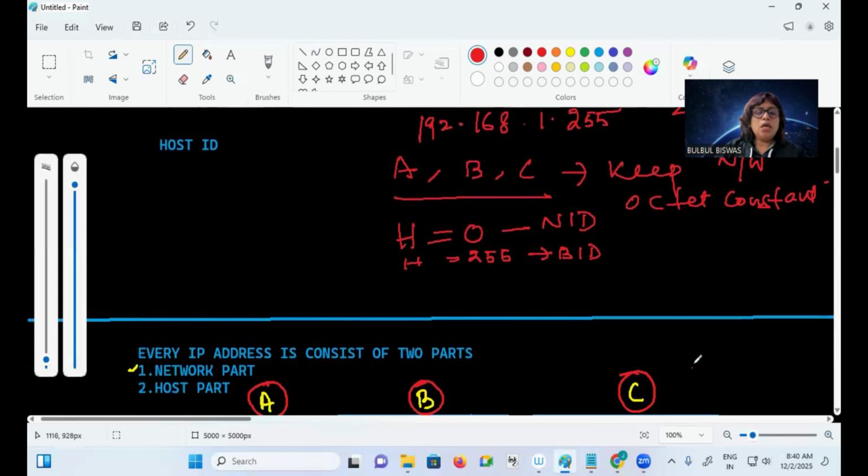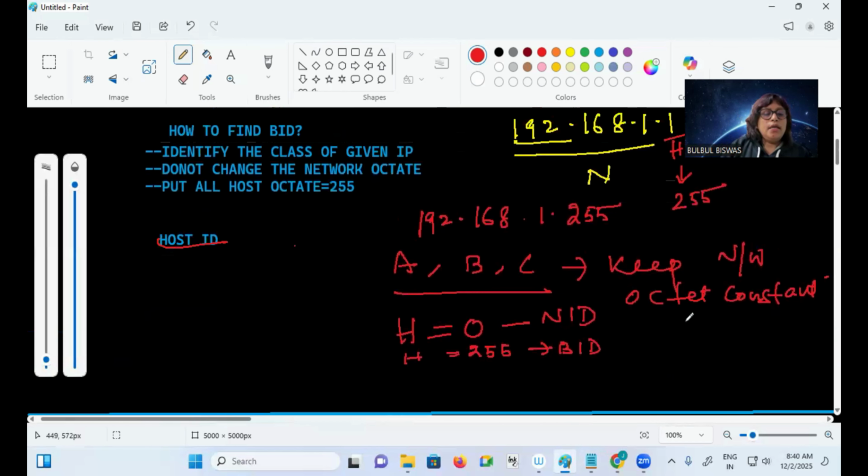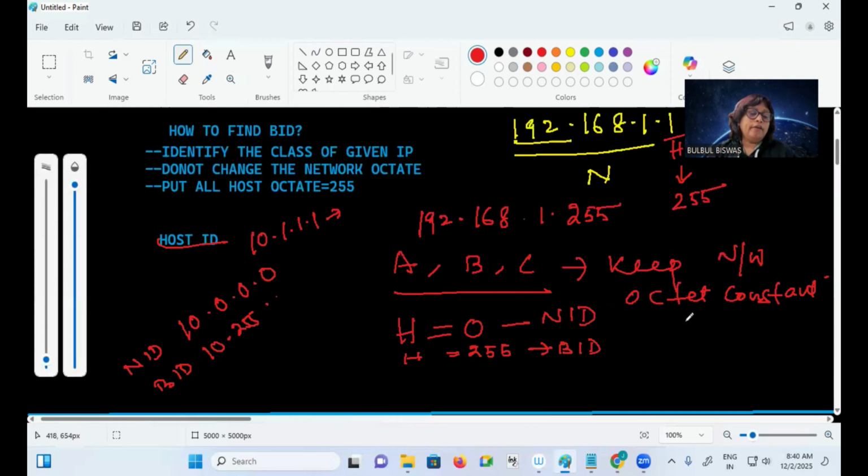Okay, so now see over here, if I am having 10.1.1.1, what will be the NID for that? It will be 10.0.0.0. And what will be the BID for that? The broadcast ID will be 10.255.255.255. Why? Because in case of NID, I am putting 0 in the host octets, and in case of broadcast ID, I am putting 255 in the host octets.